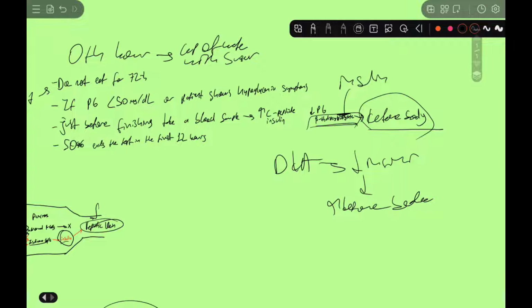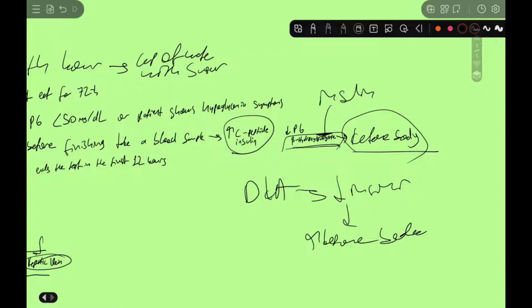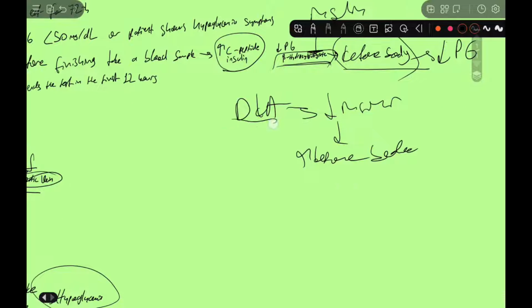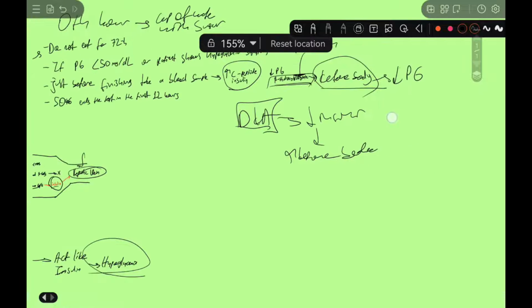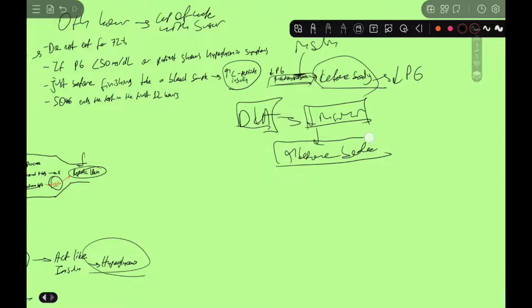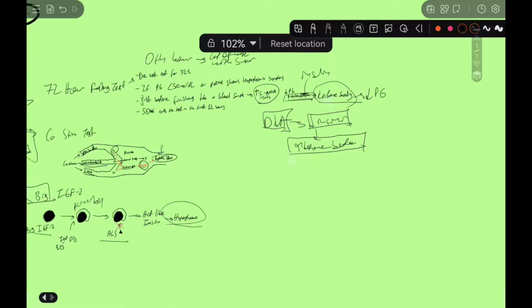In that blood sample, we need to find high levels of C-peptide and insulin, and of course low levels of plasma glucose and beta-hydroxybutyrate, because insulin inhibits beta-hydroxybutyrate synthesis. Beta-hydroxybutyrate is a ketone body which we produce when we have low levels of plasma glucose. For example, in diabetic ketoacidosis, you will have less insulin, so it will lead to increased ketone body production.